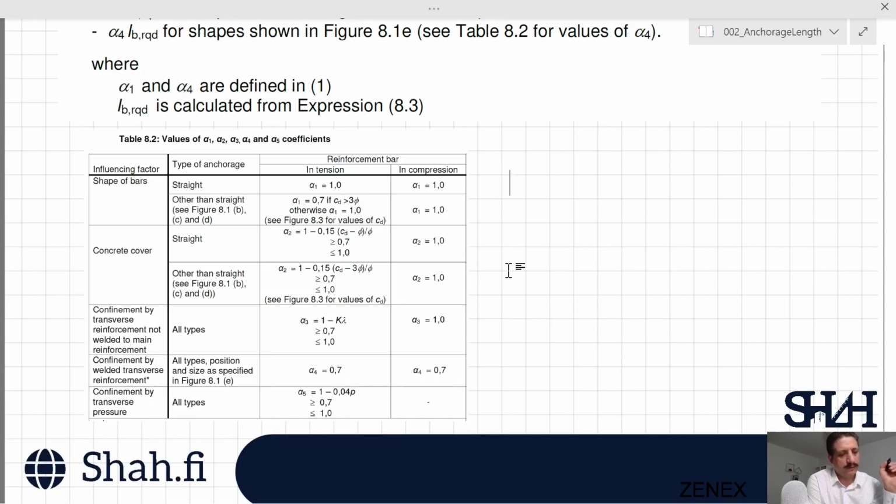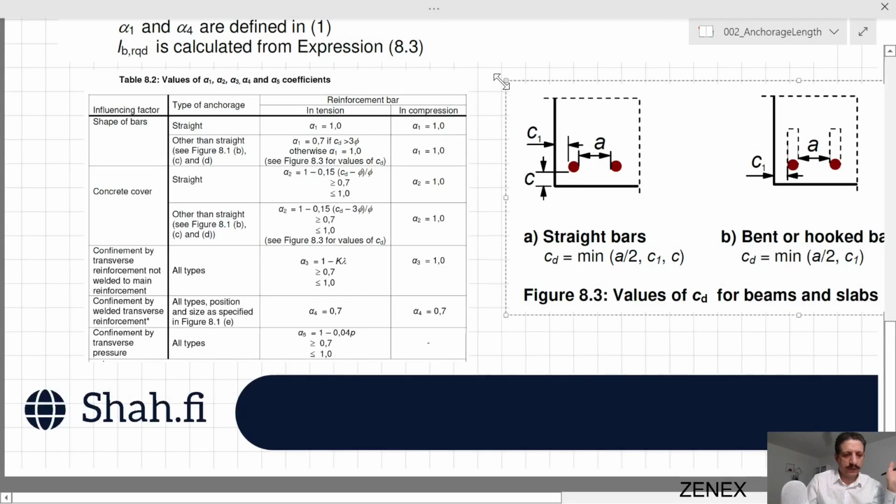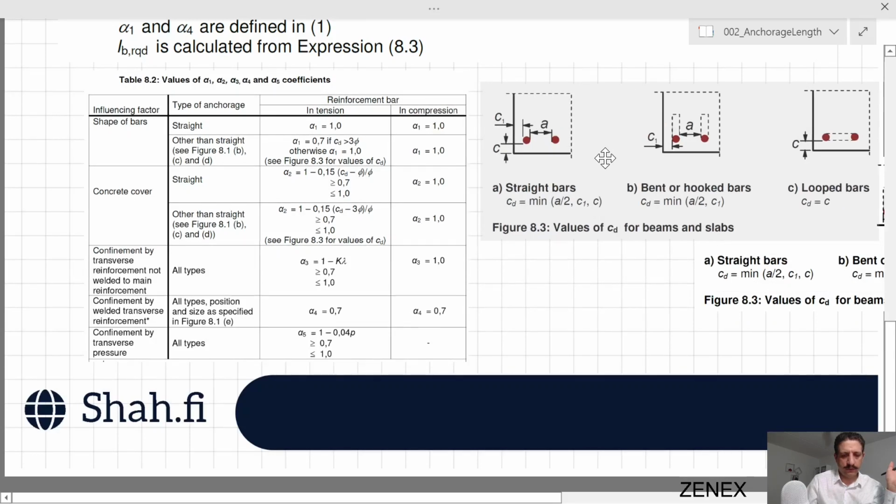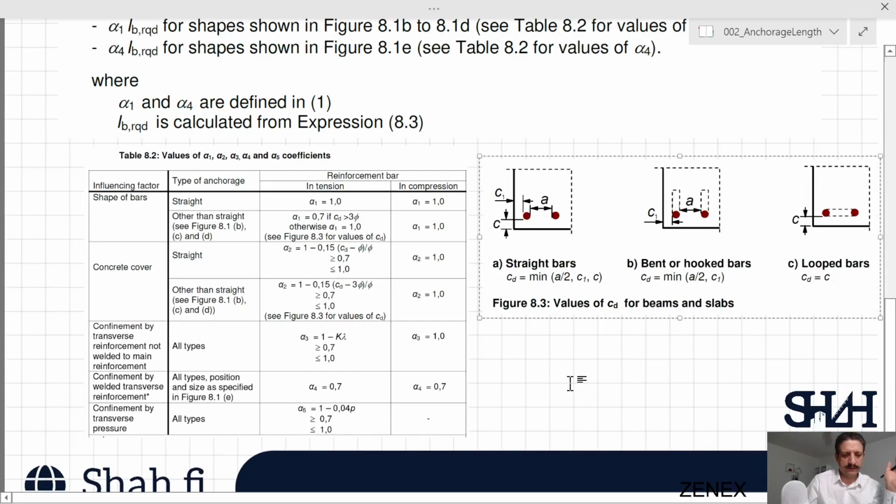But for tension, we have different criteria for calculation of alpha 1, 2, and 3. In this video, we just cover alpha 1 and alpha 2. You can read about alpha 3, 4, 5 by yourself. So for calculation of alpha 1 and 2, we need to understand these 3A, B, and C. In A, we are talking about straight bars. In B, bent or hooked bars, which are bent upward. And in C, they are looped.